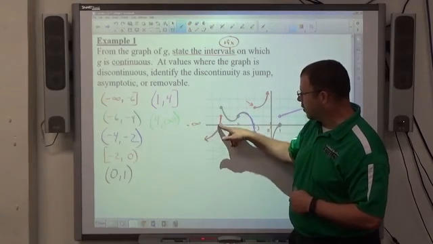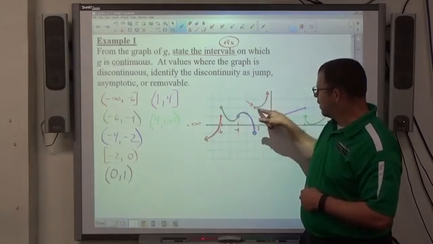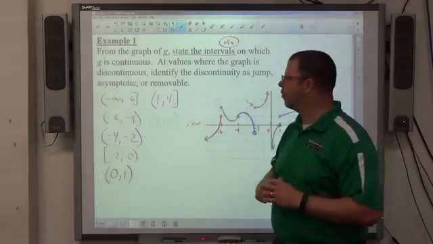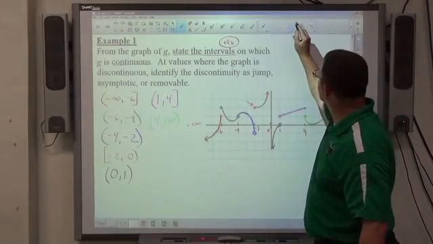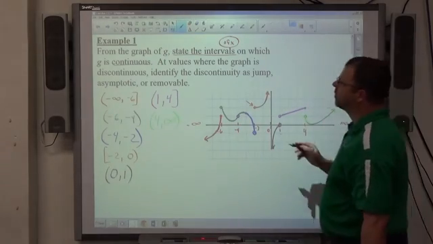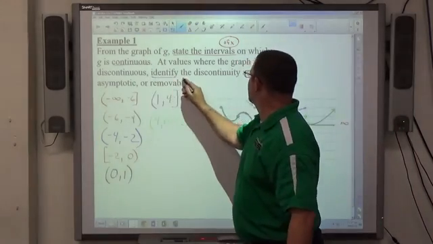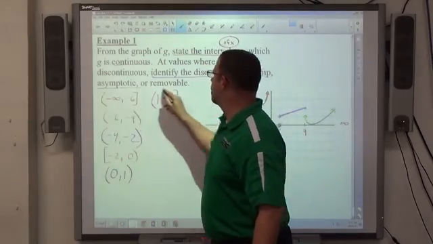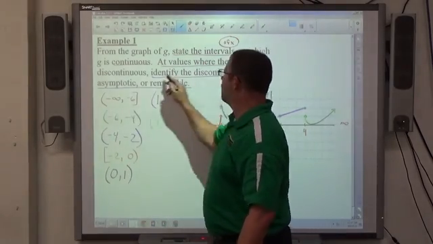So the red one's continuous from the left. This orange one's continuous from the right. Okay, those are words that you might see in future examples. Once you've established all the intervals of continuity, it says to identify the discontinuity as jump, asymptotic, or removable, and where the graph is discontinuous.